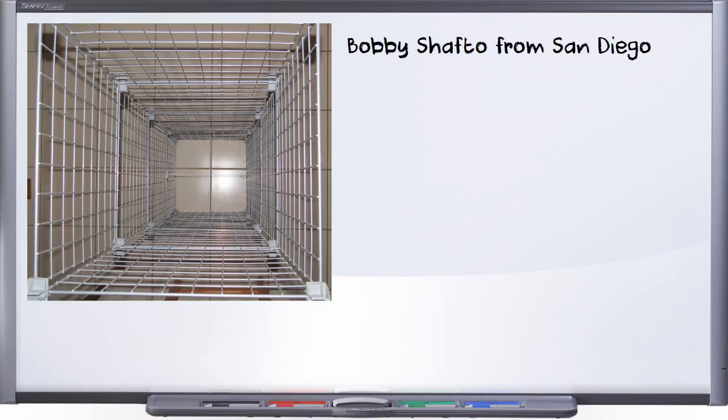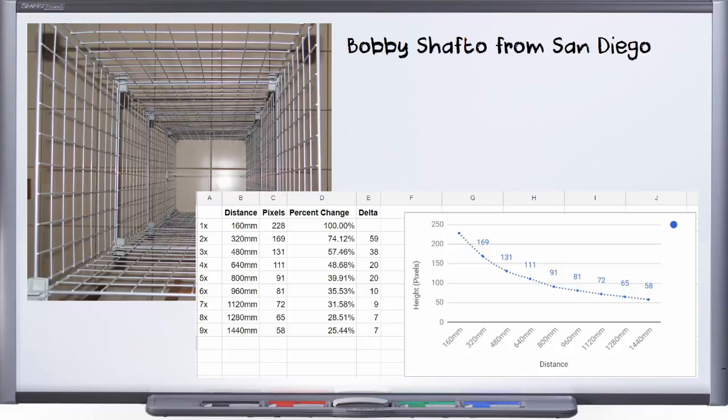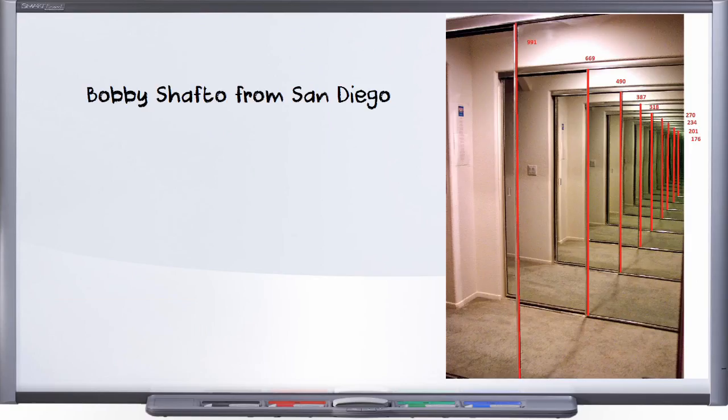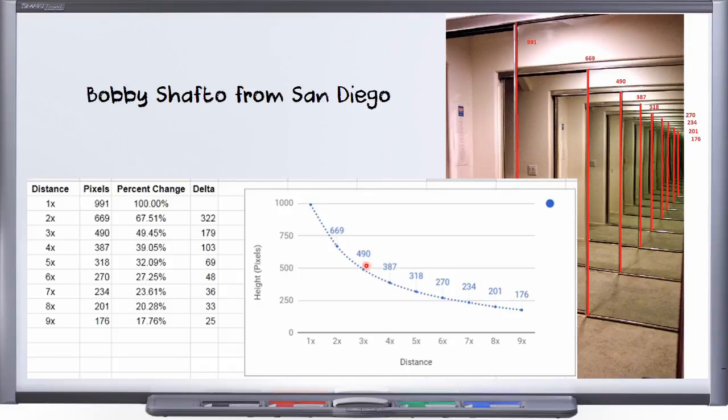Here's another test that was sent in by Bobby Shafto from San Diego. He took this wire mesh and measured its distances and made this chart. And here's his curve. He took another one from something he saw online of 2 mirrors reflecting back and forth to create this infinity image. And this is the graph he made from that one.